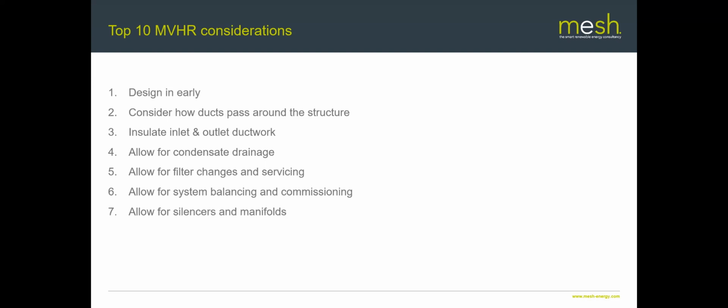Allow for the silencers. Silencers are obviously a bit bigger than the standard ductwork, so just allow for that, and manifolds as well, if you're using a radial system. Keep the MVHR system within the thermal envelope of the building. That will improve efficiency.